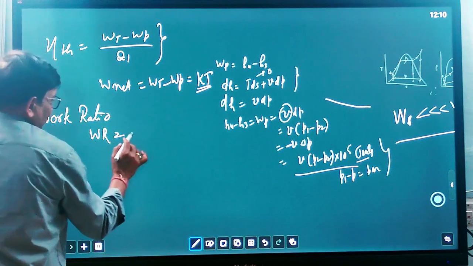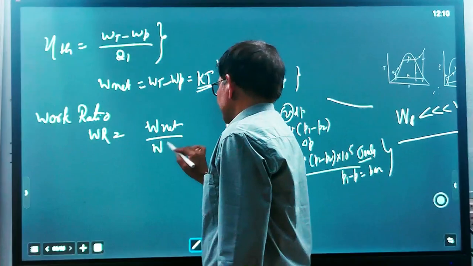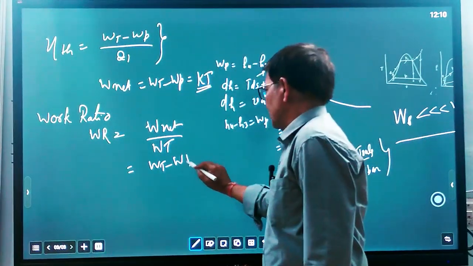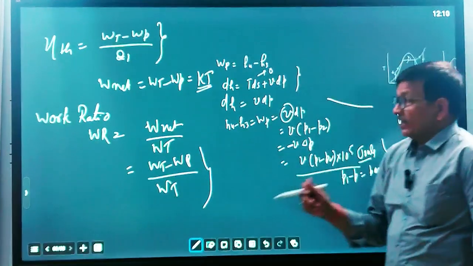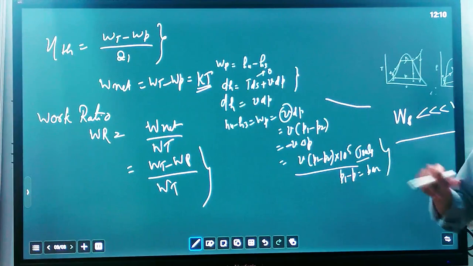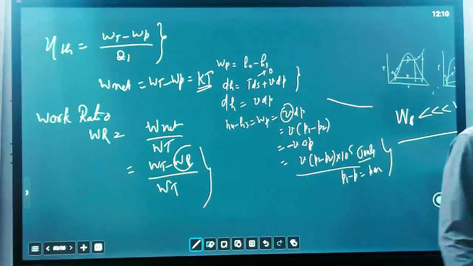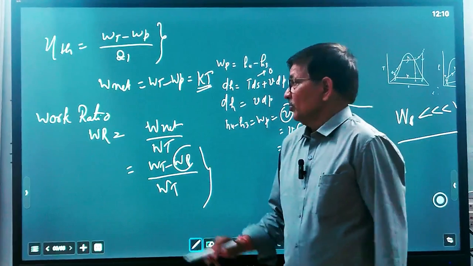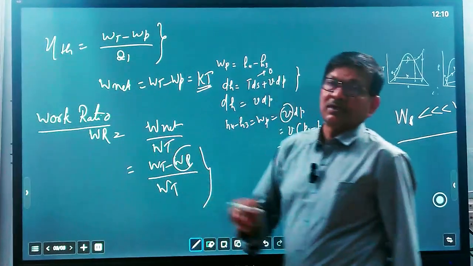WR is the ratio of W net upon WT, which means (WT minus WP) upon WT, always less than 1. This defines how efficient the thermal system is, because the lesser the value of WP, the higher the work ratio will be, and it reaches unity if WP becomes 0. So work ratio is an important parameter that defines the performance of a thermal power plant.